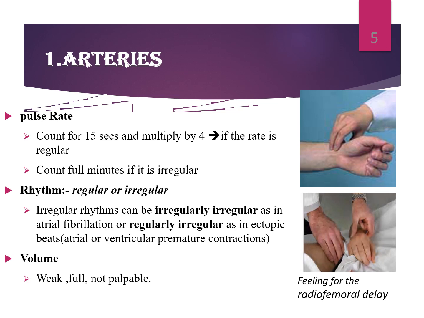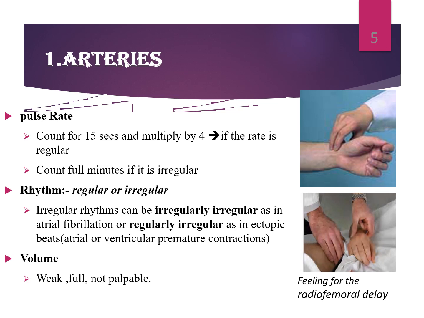So, if a pulse is regular, we say a pulse is regular. If it is irregular, we should say whether it is irregularly regular or regularly irregular, because each has its own differential diagnosis. So to narrow our differential diagnosis, if a pulse is irregular, we should classify whether it is regularly irregular or irregularly regular. And also we should check the volume. Is a pulse weak, or is it full in volume, or is a pulse not palpable?